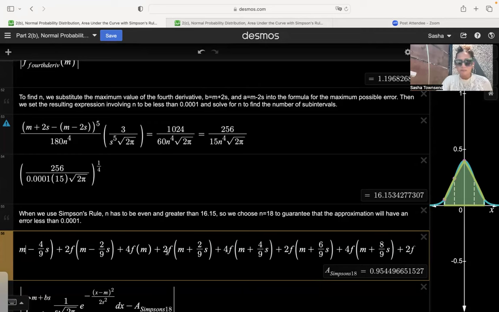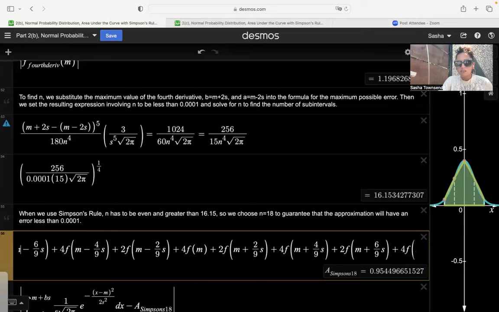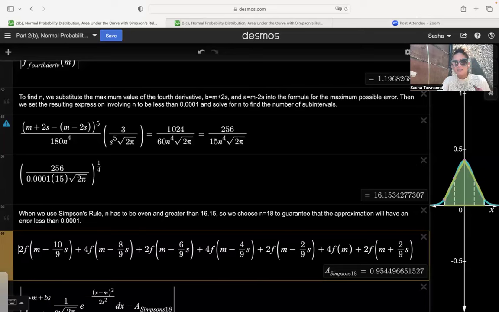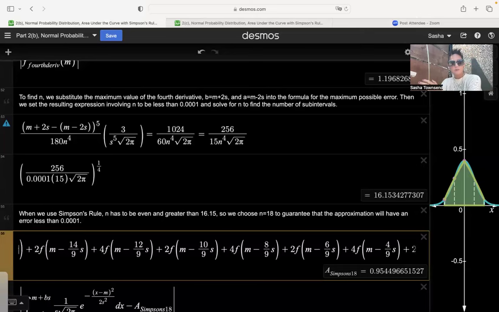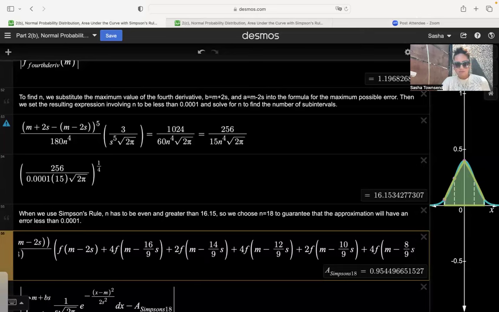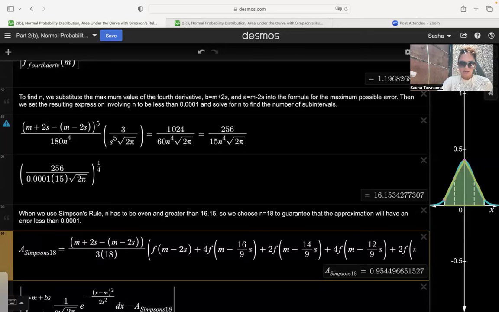The only function values that we only count once are the ones at the very beginning and the very end. So the coefficients are always 4, 2, 4, 2, 4, 2, 4, 2, and then the last one is a 4. And then the first coefficient is 1 and the last coefficient is 1 for the function value at the very beginning and the function value at the very end.